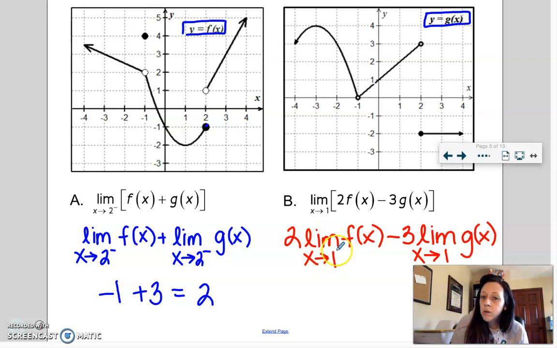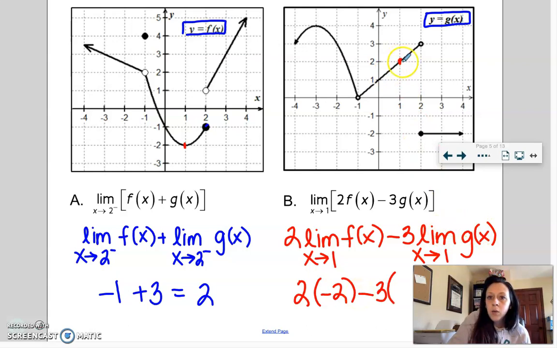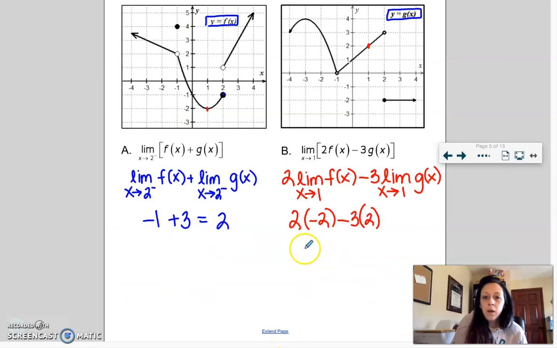It does not have a plus or a minus, so that means you're going to approach 1 from both sides for f of x. So here's f of x, here's 1. So what happens when I approach 1 from the left? I hit -2, and 1 from the right, also -2, so -2 would be the limit. And then g of x, same thing at 1. I am approaching 2 from both sides, so the limit would be equal to 2. And do the math. So you get -4 minus 6, which looks like -10 to me.